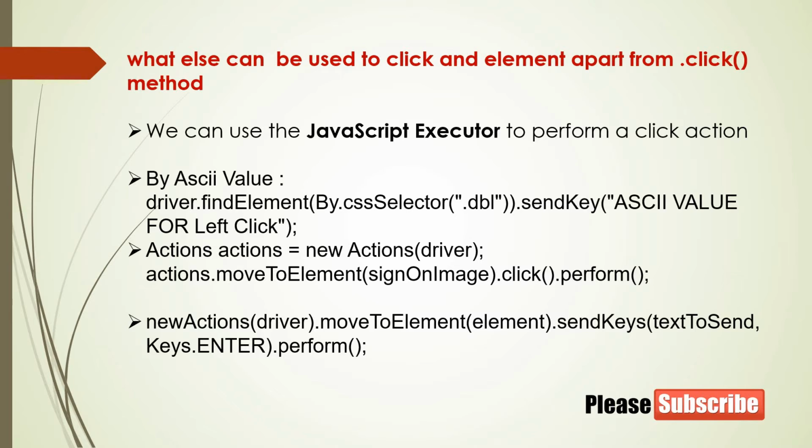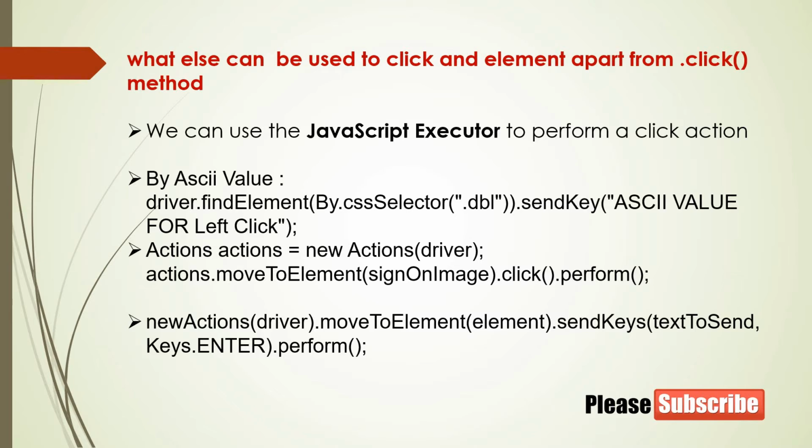The second thing is by ASCII value. You have to give the answer in a distinct way. Not only JavaScript executor, there are a lot of ways you can do it, like ASCII value. You can double click and provide the ASCII value for the left click. This is a very complicated one. When you left click, you'll be clicking it, right? You can have the left click, and you can even press enter on that particular element.